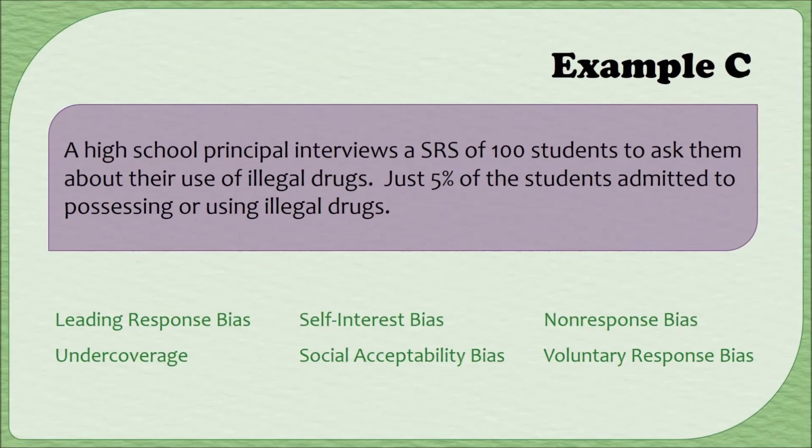Example C. A high school principal interviews a simple random sample of 100 students to ask them about their use of illegal drugs. Just 5% of the students admitted to possessing or using illegal drugs. What kind of bias is evident in this study?